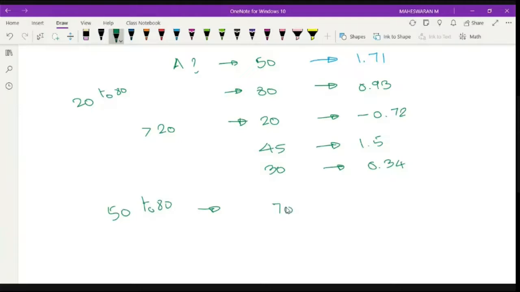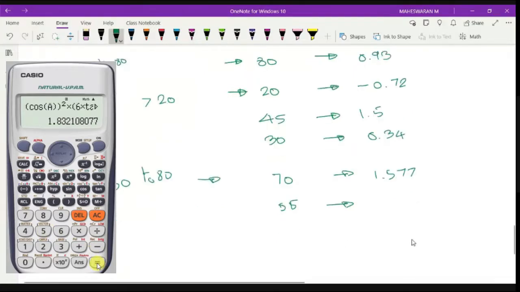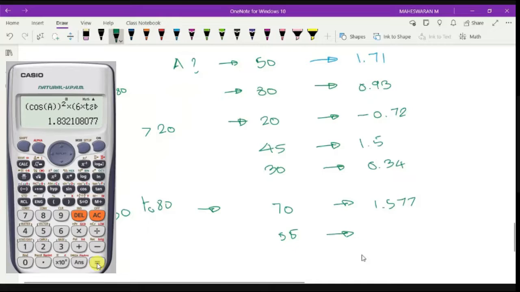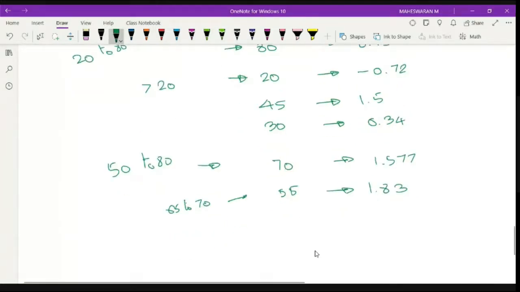So let me put 70. Can you tell me the value for 70 degrees? 1.577, which is lesser than 50. So let us come closer to 50. Let me give 55. The value is 1.832, a higher value, which means it is greater. It will be in between 55 to 70 approximately. This is what we call the trial and error method.